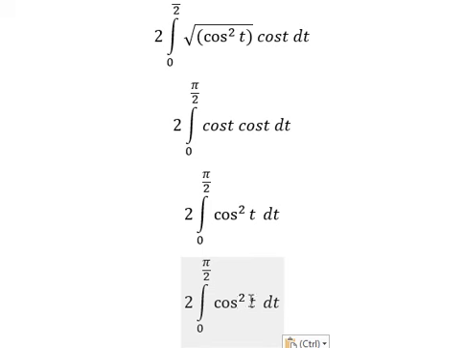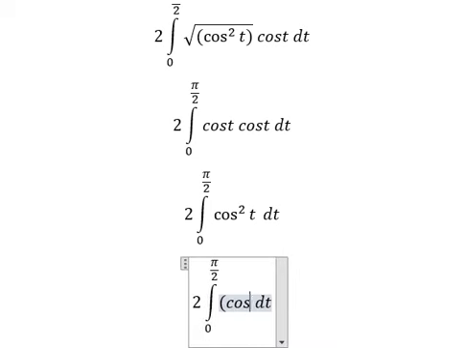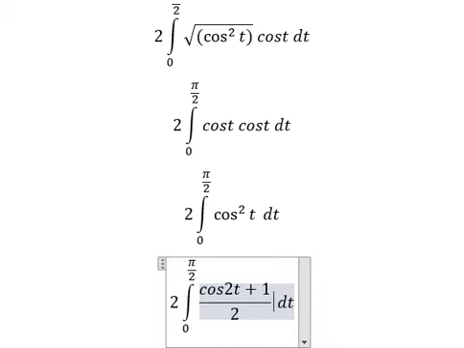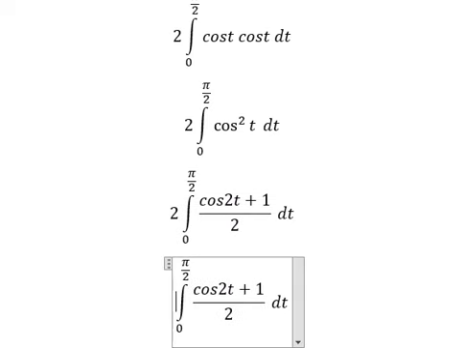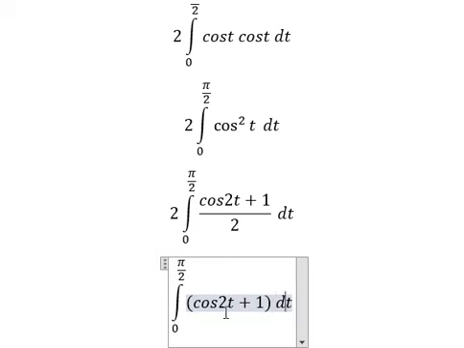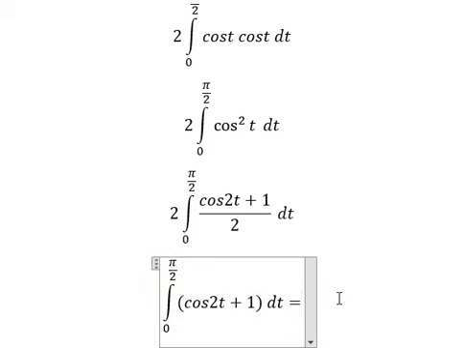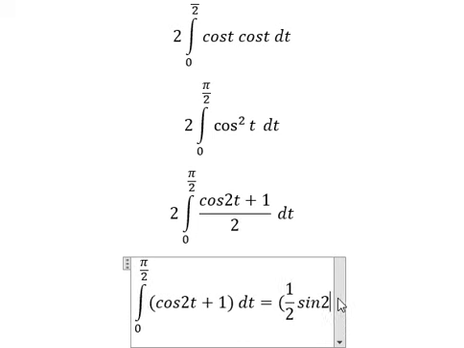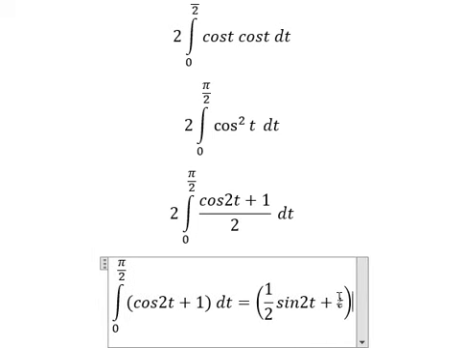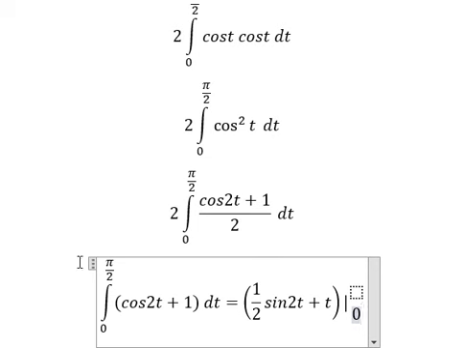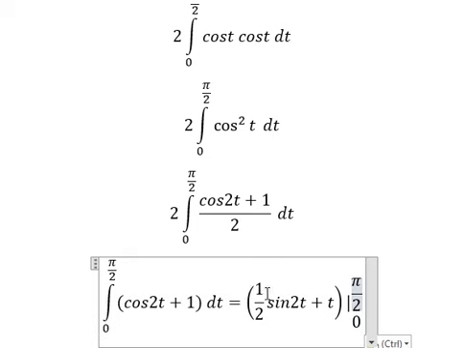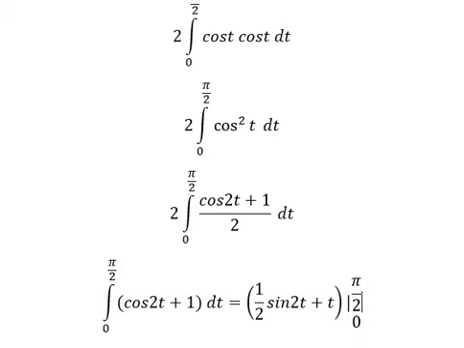Next, cosine t squared we change by cosine 2t plus 1 over 2. Number 2, they cancel. And this one, we have 1 over 2 sine 2t plus t, and we put the bounds from 0 to b over 2. And now we get the final answer for this one.